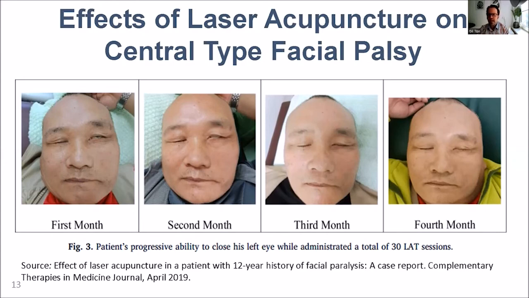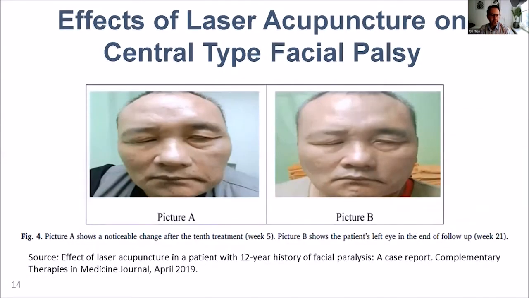Moreover, his left eye had less shedding of tears, and he no longer used his eye cover before he went to bed, before he fell asleep. He also reported an improvement of his facial muscles, giving him the ability to eat solid foods. He had drooling from the mouth, and that was also improved. His family members noticed that his speaking ability improved. He was speaking more clearly. In this figure, at the beginning of the treatment the left eye is not able to be fully closed, and at the end of the treatment in picture B, you can see the results of this treatment.